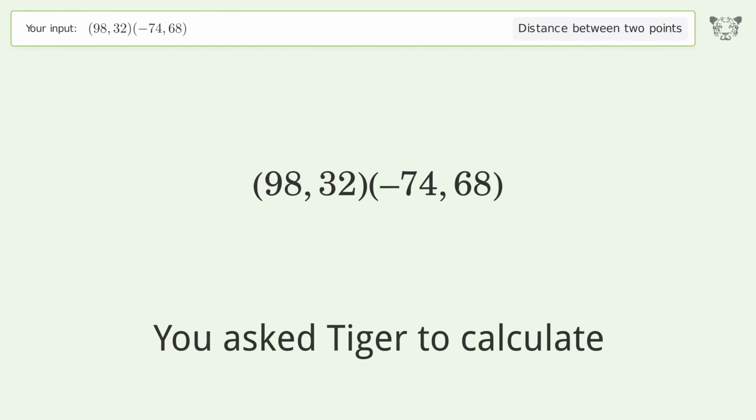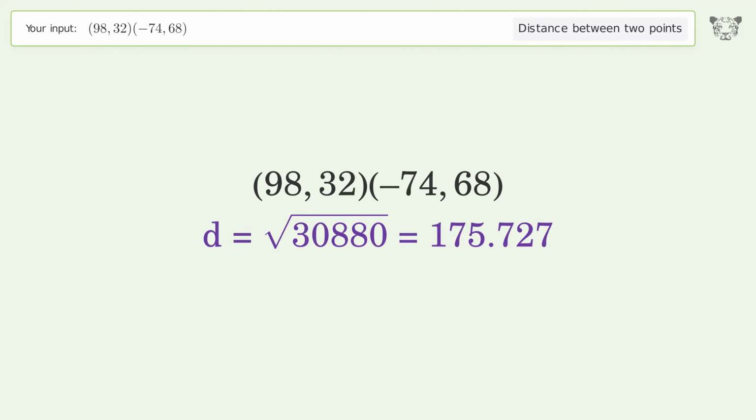You ask Tiger to calculate. This deals with the distance between 2 points. The distance between the 2 points is the square root of 30,880, or 175.727. Let's solve it step by step. Plot the 2 points and calculate the distance using the formula.